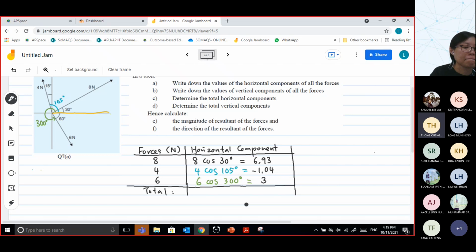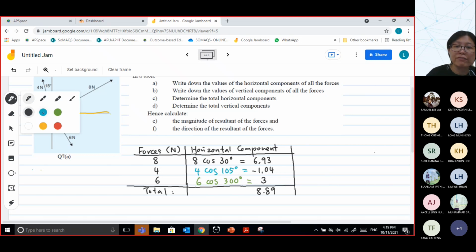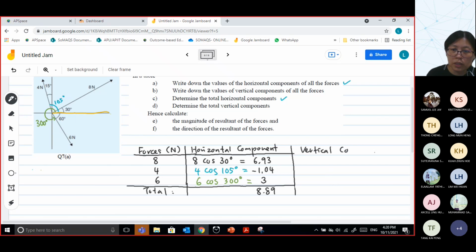8.89, yes, correct. 8.89. Okay, so this is the total. So far we have done the horizontal component and we got the total also. So next is the vertical. Let's continue with the vertical component.